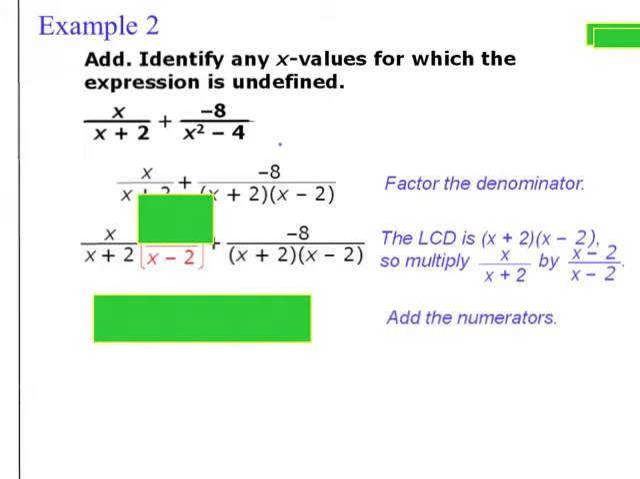Now, what do I need to do here to get an x minus 2? Well, we have to multiply top and bottom by x minus 2. Alright, so here's what that's going to look like. We multiply top and bottom by x minus 2. Now that we've done that, we are ready to simplify.